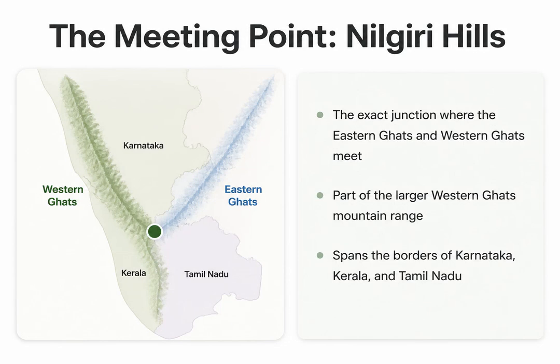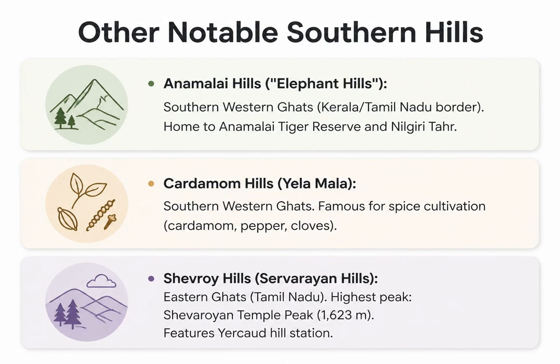If you were asked to pinpoint the exact geographical junction where the Eastern Ghats and the Western Ghats finally meet, the answer is the Nilgiri Hills. While technically classified as part of the larger Western Ghats mountain range, this massive mountainous knot spans the borders of Karnataka, Kerala, and Tamil Nadu, seamlessly blending the flora and fauna of both the eastern and western peninsular ranges into one incredibly rich biosphere. Beyond the Nilgiris, the southern peninsula is defined by several other notable hills.